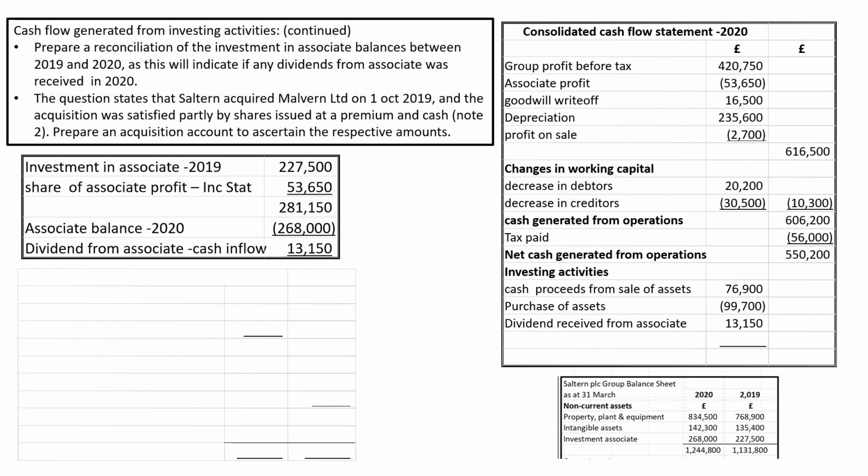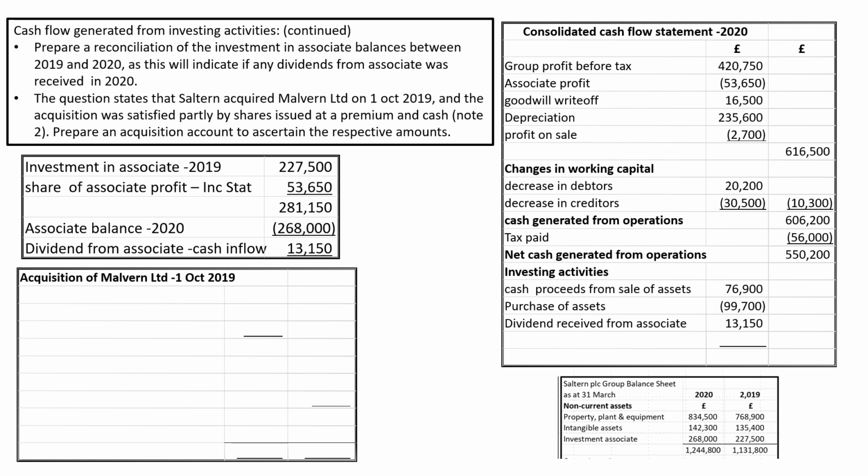Now the question states that Salton acquired Melbourne Limited on 1st of October 2019, and the acquisition was satisfied partly by shares issued at a premium and cash. Note 2, what we have to do is to prepare an acquisition account to ascertain the exact shares that was issued and the amount of cash that was also paid. So start with the acquisition.